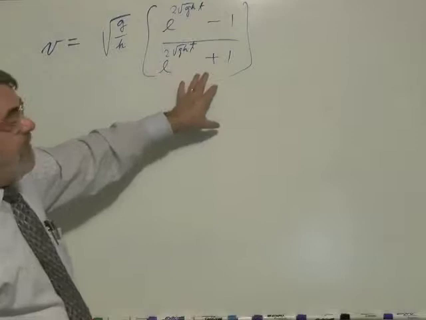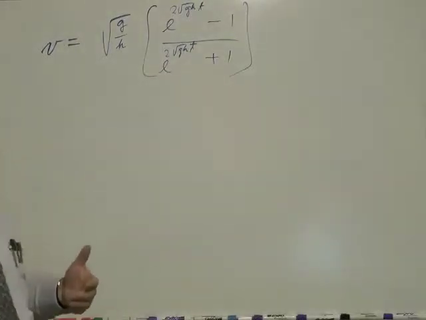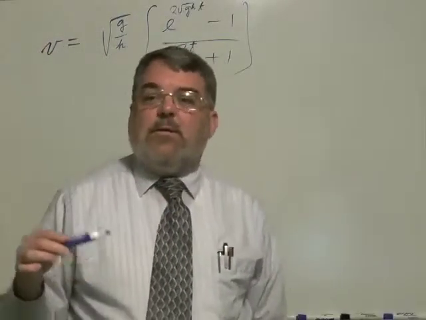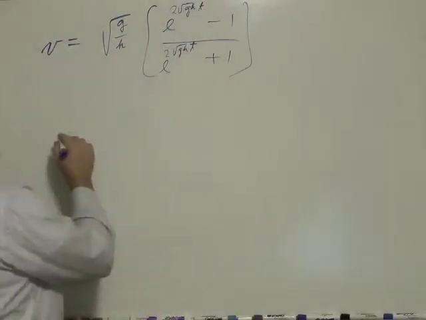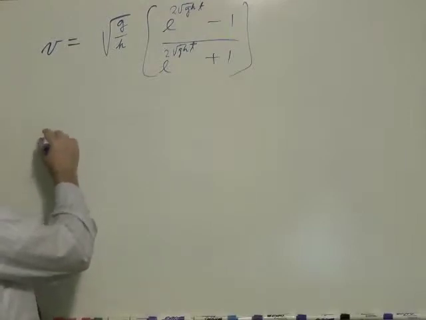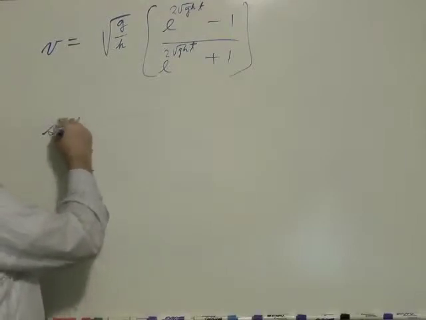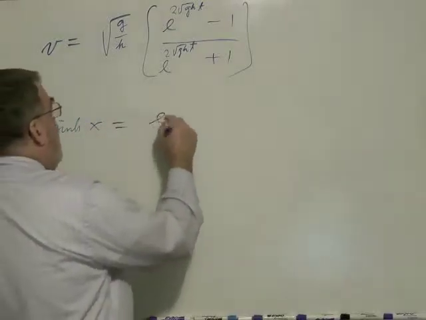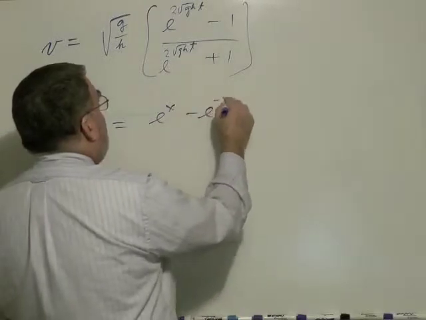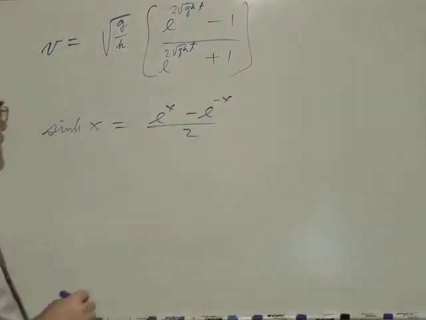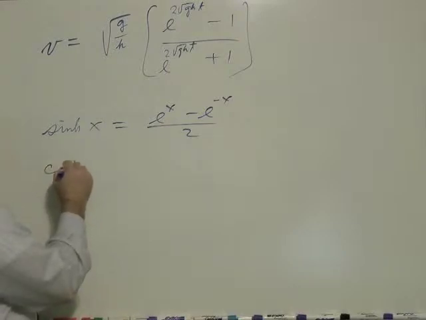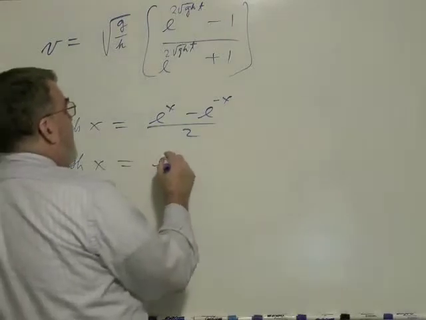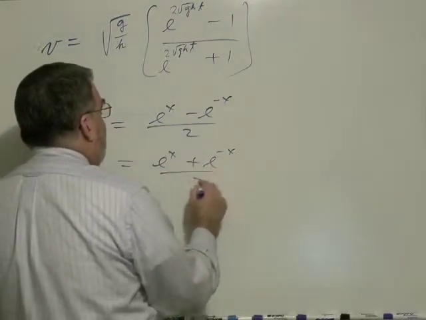There is a wonderful function that represents this in a very concise way, and it's a hyperbolic function. So what I want to do before we move on is to quickly review the hyperbolic functions. One of them is called the sinh function, hyperbolic sine. The sinh function is e to the x minus e to the minus x over 2. And then there's the cosh function, hyperbolic cosine, which is e to the x plus e to the minus x over 2.